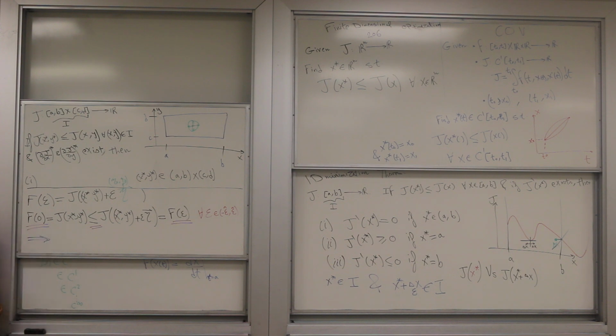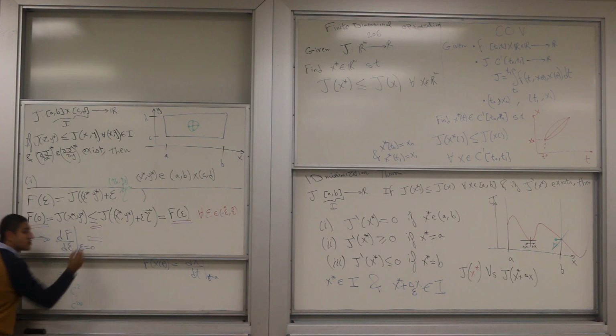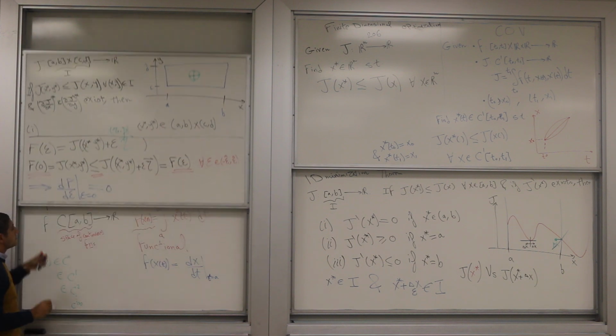What's the condition? Come on, this is a function of a single variable. And you're telling me that 0 is the minimizer. So what is the condition for that? Oh, f prime should be 0. Yes, so the condition is df by d epsilon at epsilon equals 0 equals what? 0. Yes. So let's do that.